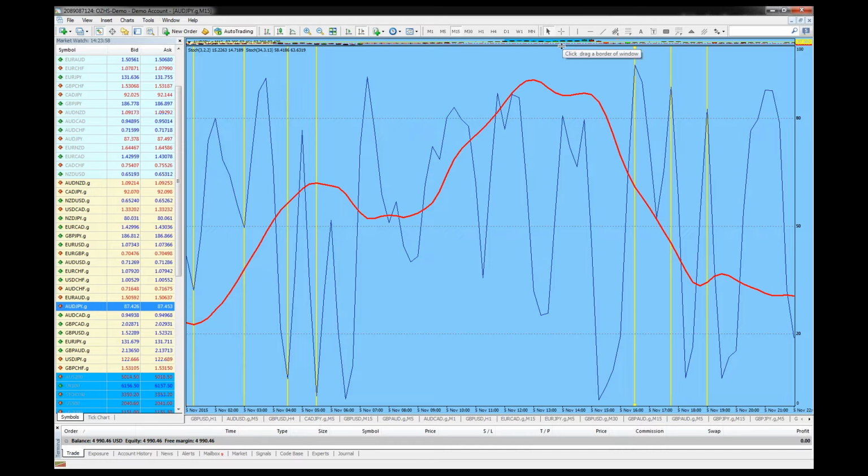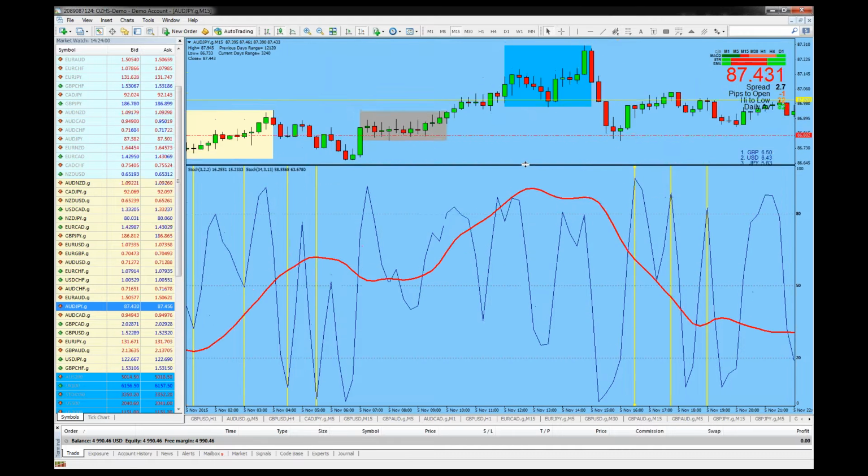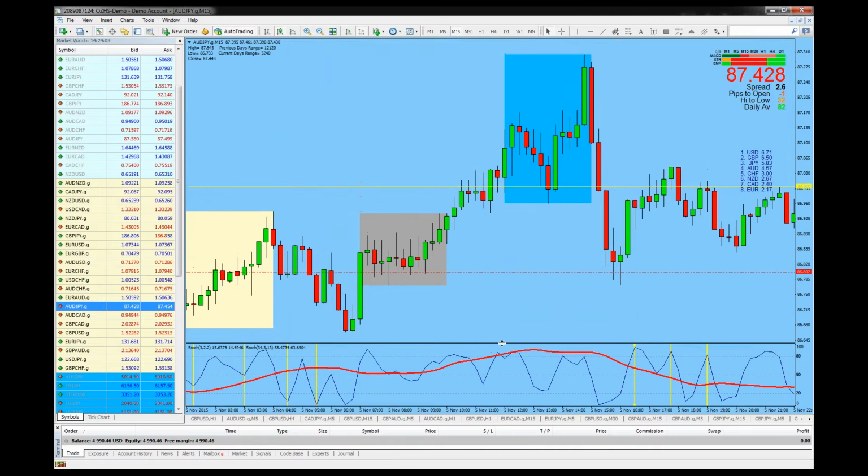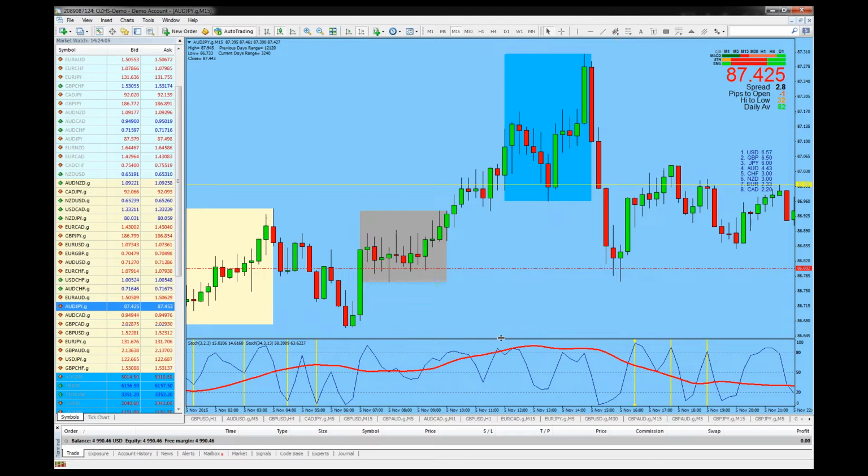So let's drag the chart down and take a look. All right, so you see your first one there would have been a long. Remember, you have to wait for the appropriate candle. So that would be our signal right there. Right, yeah, right there. Yep.